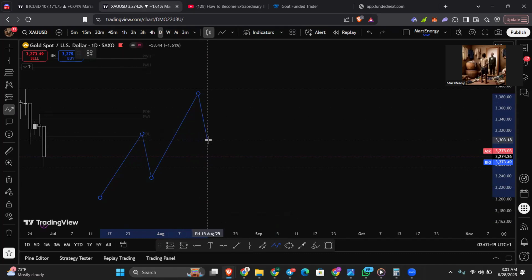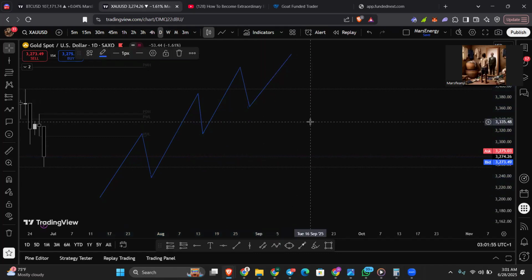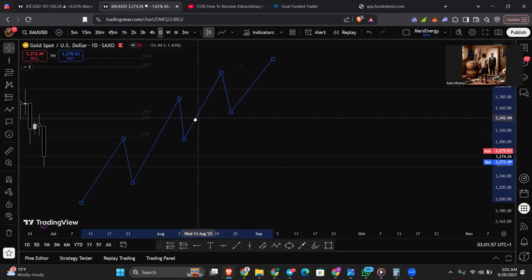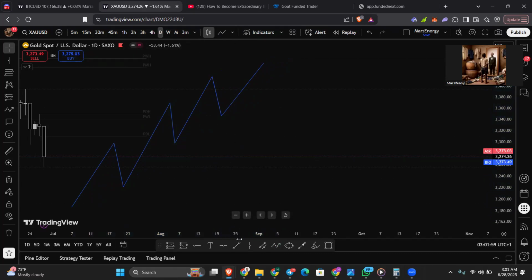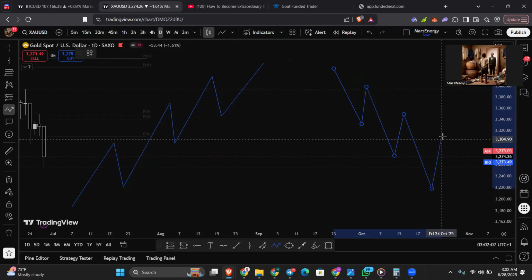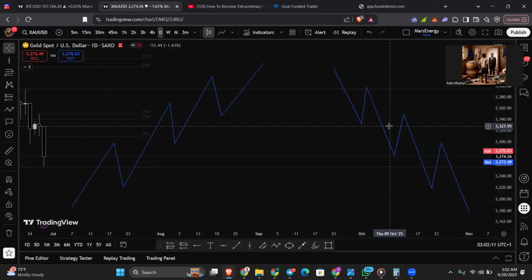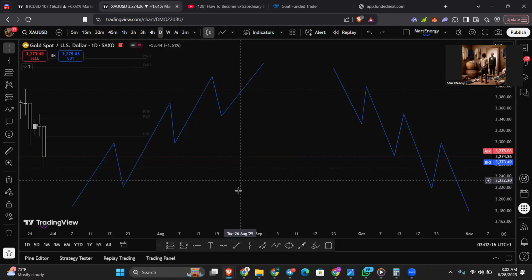We have the bullish market structure, where you are going to have the higher highs and higher lows. Then we have the bearish market structure, where you are going to have a series of lower lows and lower highs. But me, I like to call them tops and bottoms.